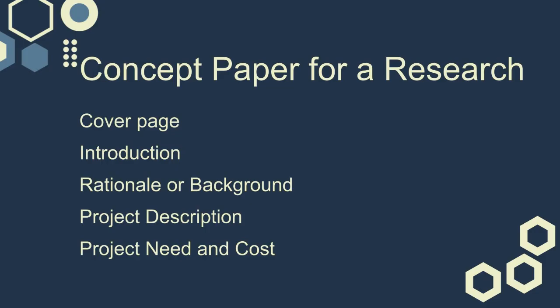Fifth, project need and cost. This is your budget. Project need and cost is the list of things needed and how much they will cost. You will show how the project will be funded and what materials or resources are needed, like list of materials or services, estimated costs, and then your total budget needed for the project.